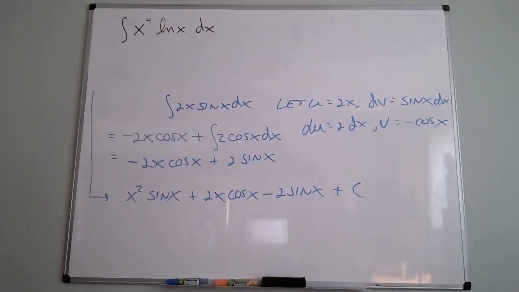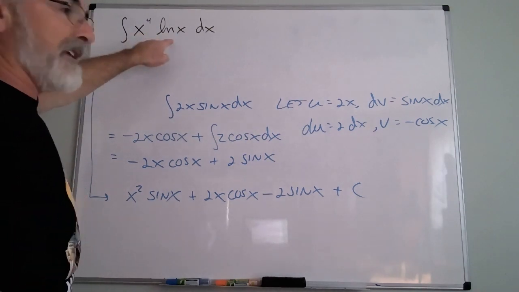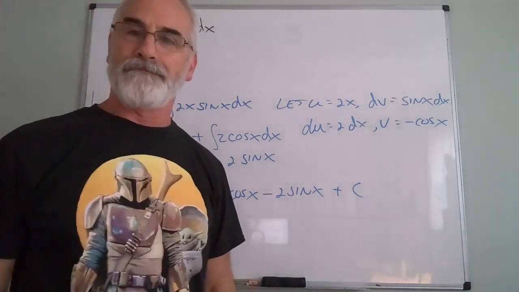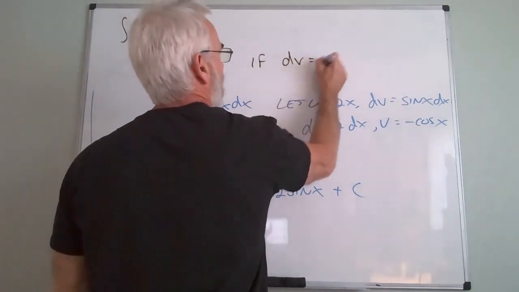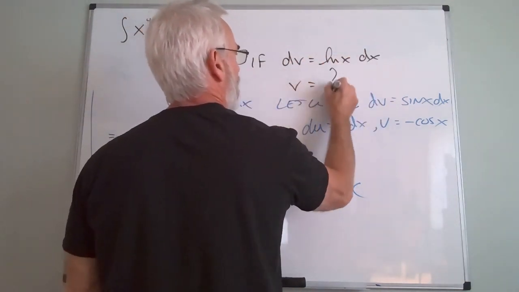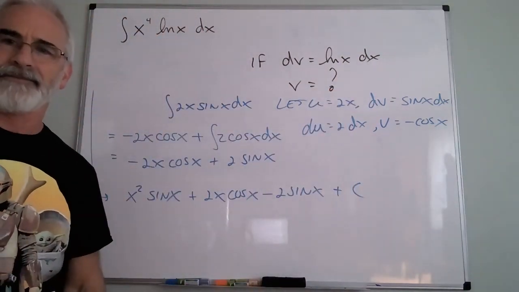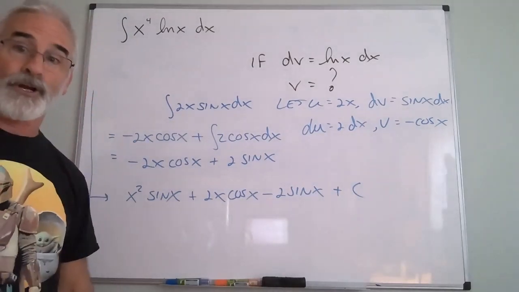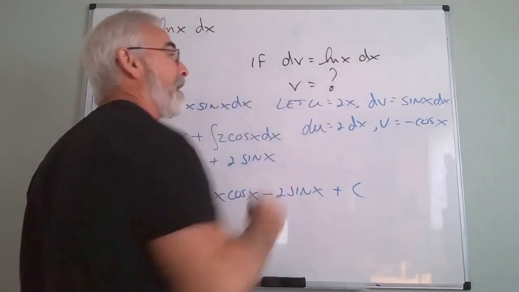Oh, yikes. Does this mean I need to do it 4 times? Okay, well, if I make u be x to the 4th and then dv be log, then we have a problem. If dv is log x dx, then what would v be? We know the derivative of the log. We don't know the antiderivative of the log. Oh, so I can't do this.